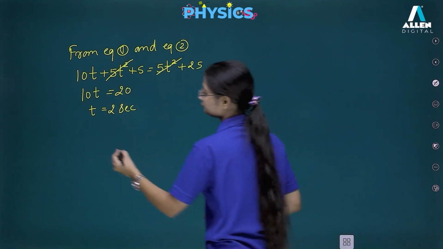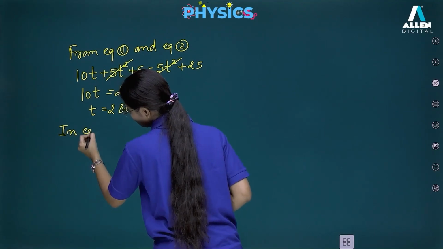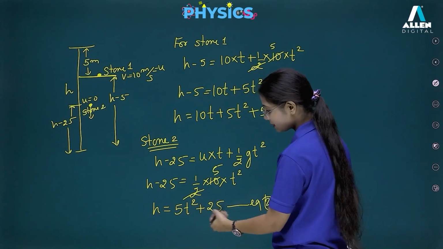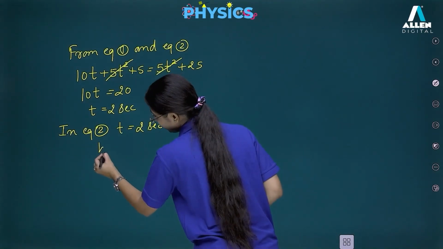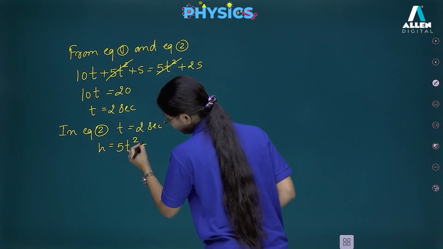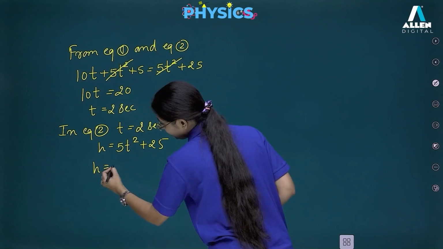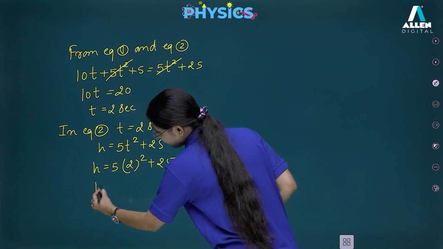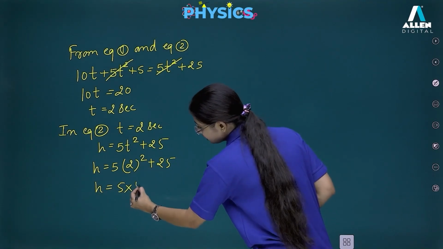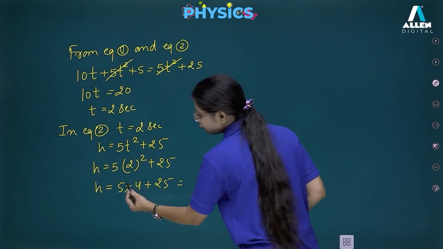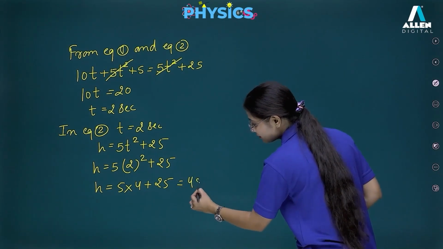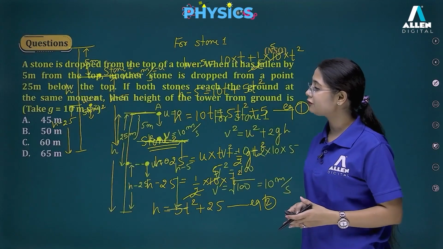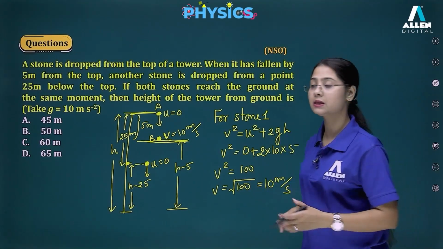So height will be, in equation 2, t is equal to 2 seconds. We will put, so here equation 2 is this, 5t square plus 25. h is equal to 5t square plus 25. So h will be 5, t is 2, so square of 2, plus 25. So h will be 5 into square of 2 is 4, plus 25. So 4 into 5, it's 20. 20 plus 25, it's 45 meter. That means the height of tower is 45 meter. This is given in option number A. That means your correct answer is option number A.